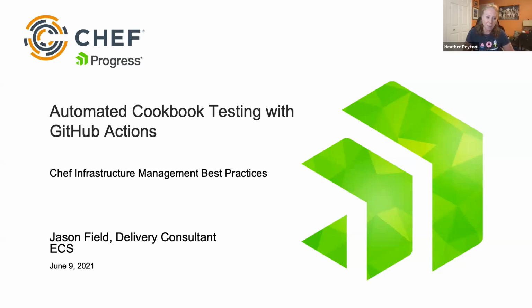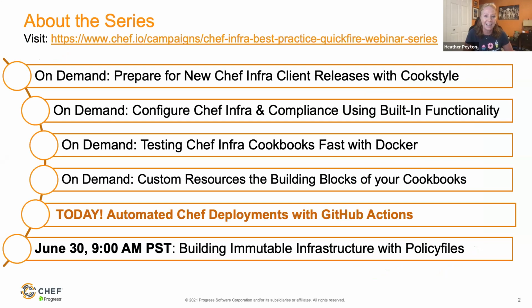My name is Heather Payton, and I'm the product marketing lead for Chef Infrastructure Management. And I'm super excited to be here today with Jason Field, a guest presenter from ECS, for what is our 5th event in the Chef Infra Best Practices series. Today, we're going to be talking about automated Chef deployments with GitHub Actions.